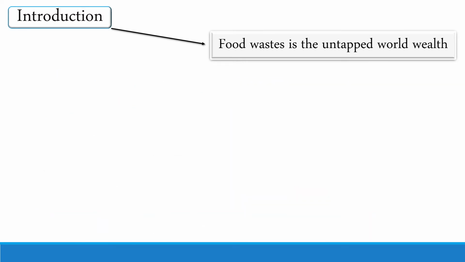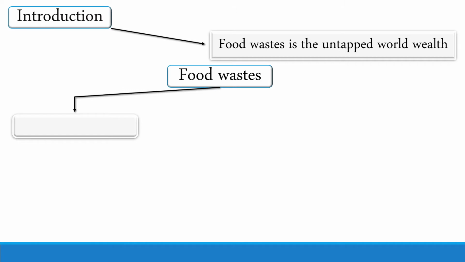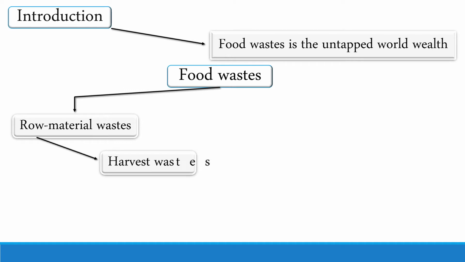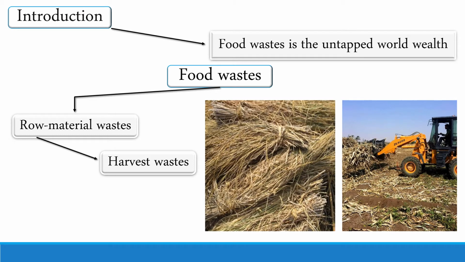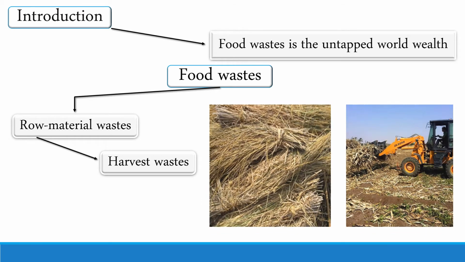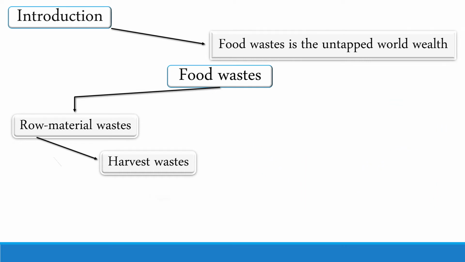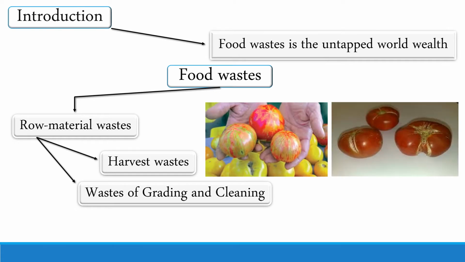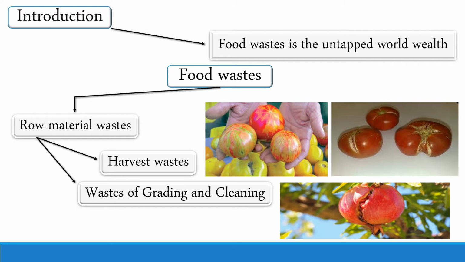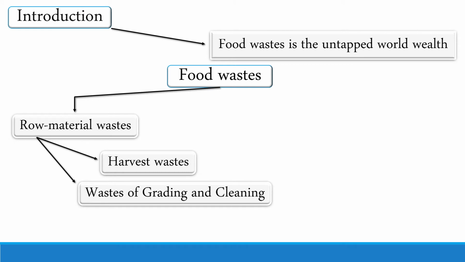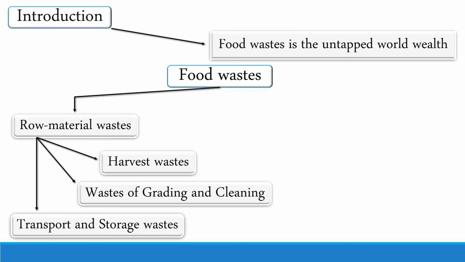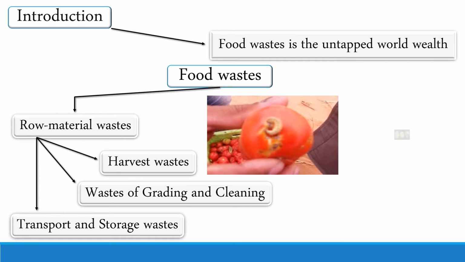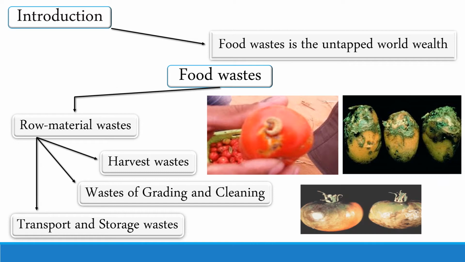From all this, we can divide food wastes into two parts. Number one, raw material wastes, and this part is also divided into harvest wastes, like all the parts of the plant we didn't eat directly. Another part is waste of grading and cleaning, and this part has all the disadvantaged fruits. The last part is transport and storage wastes, and of course we will have this part when we store the fruits under bad conditions or transport them without good care.